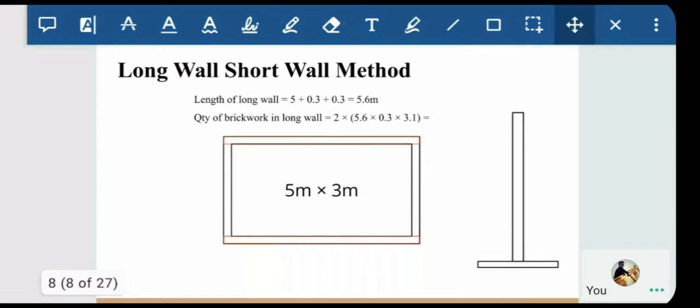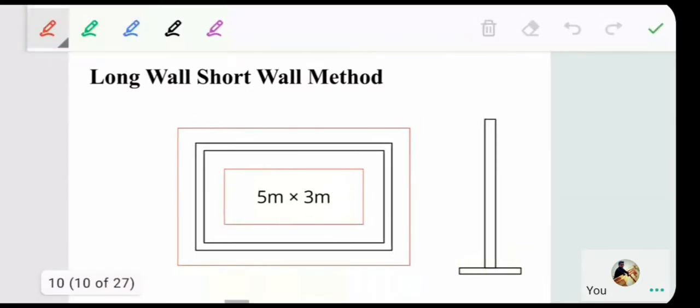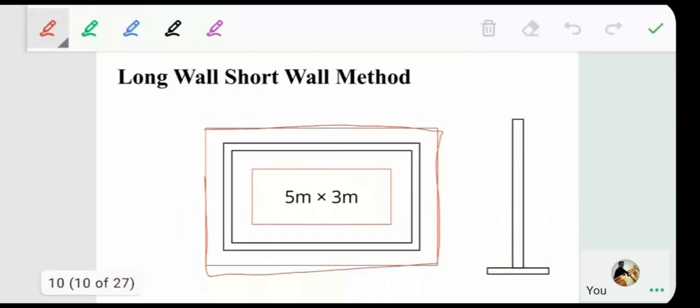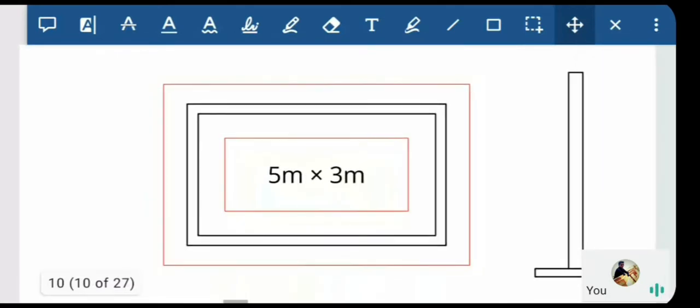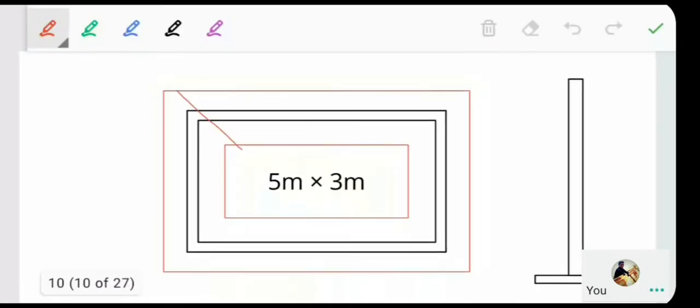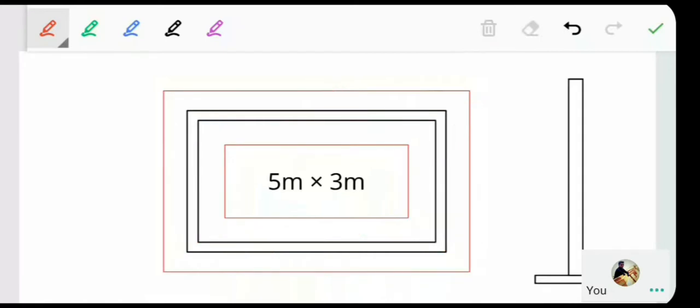Now, in case of the PCC, if you have to calculate the quantity of the PCC, this developed plan of the PCC will be like this. For the PCC of 1 meter, the section or the developed plan will be like this. You have to calculate the area of this particular section. Now to calculate the length in the brick wall, it was pretty easy to calculate the out to out width or out to out length of this particular section.